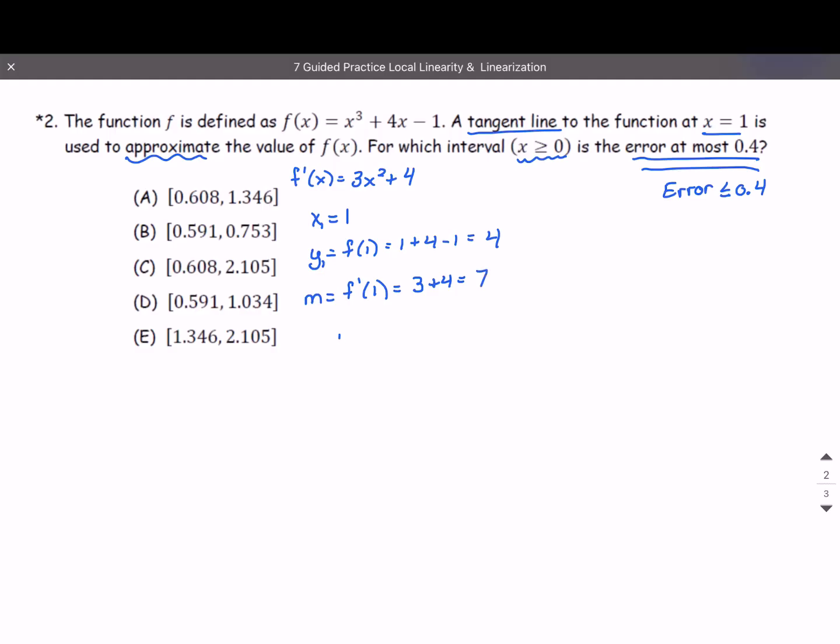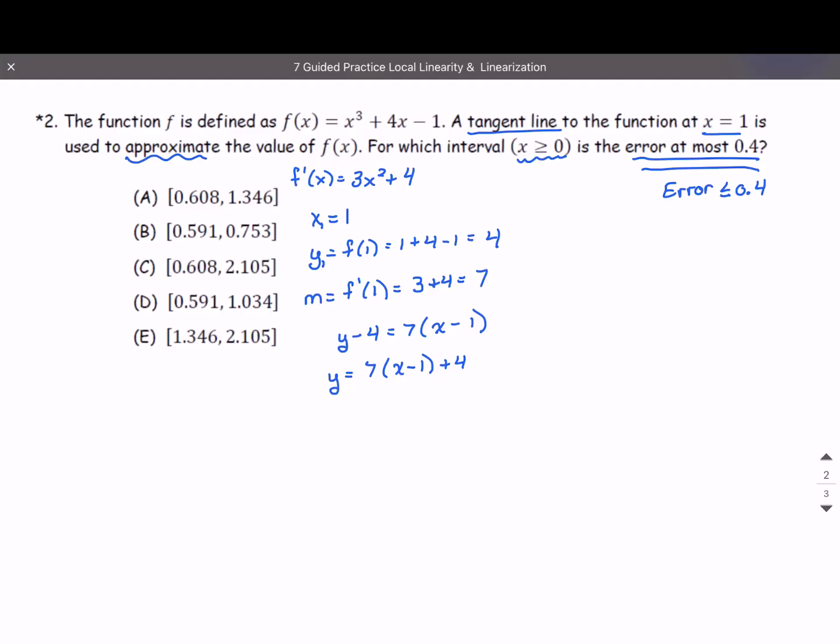So now our tangent line, y minus the y value of 4, equals our slope 7 times x minus the x value of 1. Now what I'm going to do for this problem is I'm going to bring over that 4. So it's 7 times the quantity x minus 1 plus 4. Now this is a calculator question for a reason. Notice all the choices are decimals. Gives you a little hint as to why.